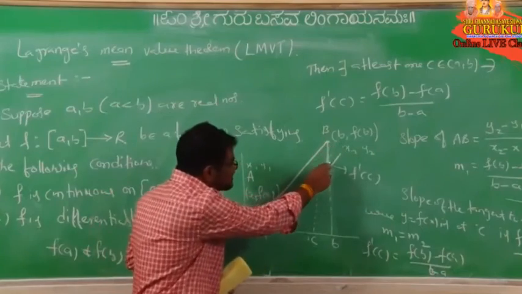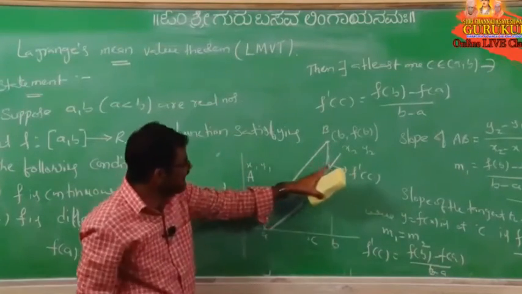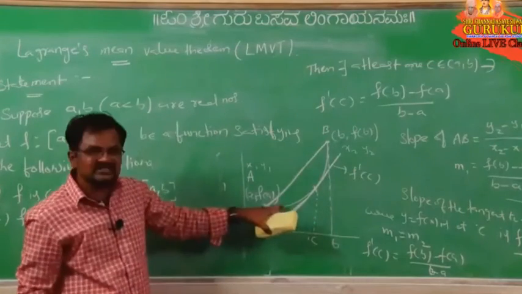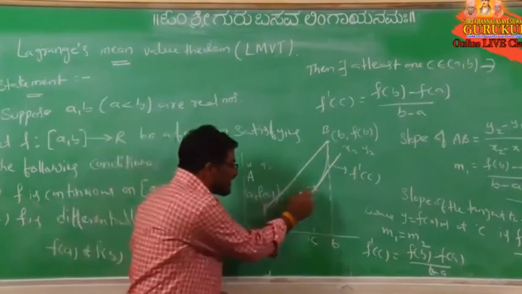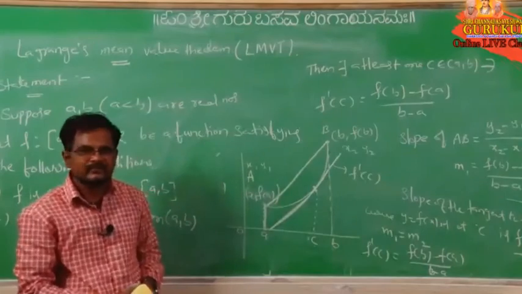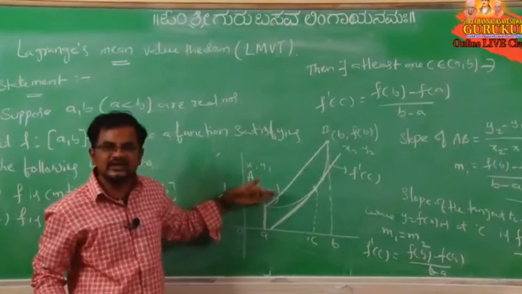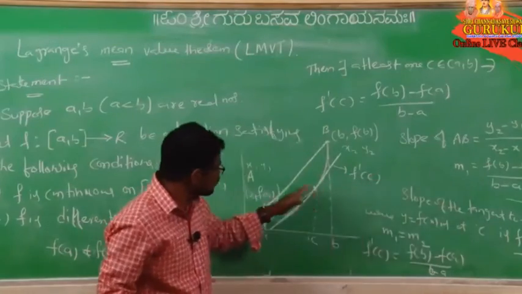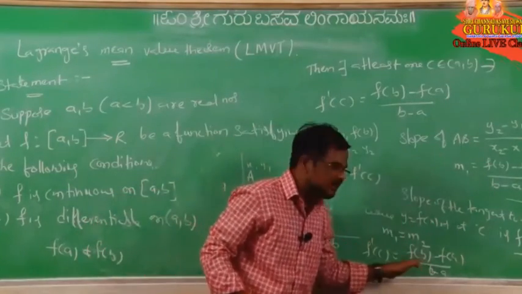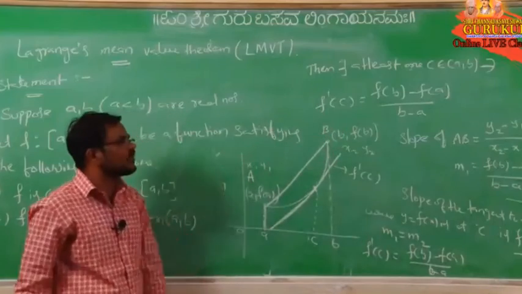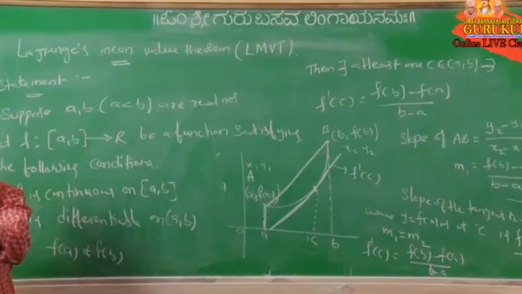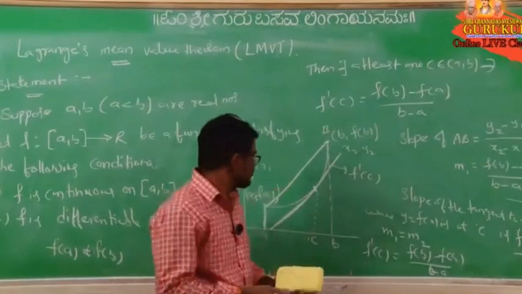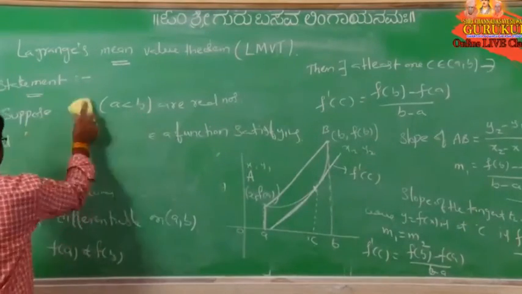But this line is parallel to this one or not? Suppose if you take the tangent here, it is not parallel to this one. But if you take the one point here, this is parallel to this one. That point I have taken as C. So these two lines are parallel, means slopes are equal, then we got f dash of c equal to f of b minus f of a by b minus a. Is there only one point which is satisfying this condition? No, more than one also.